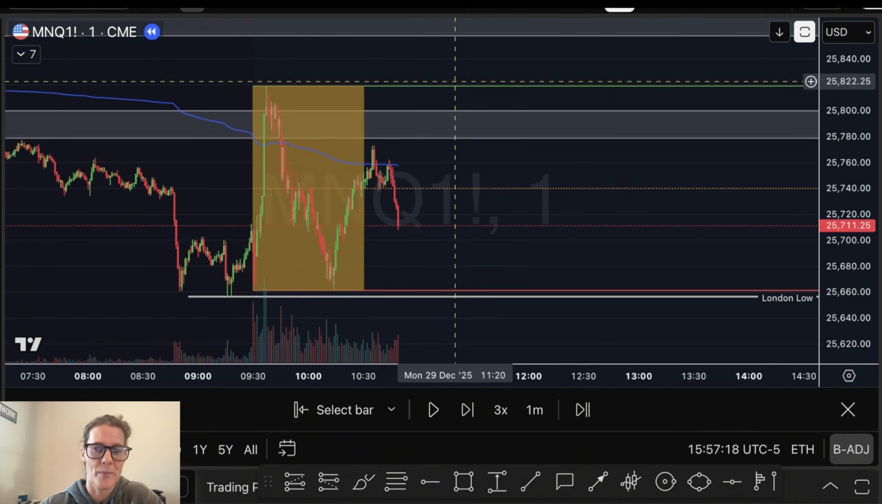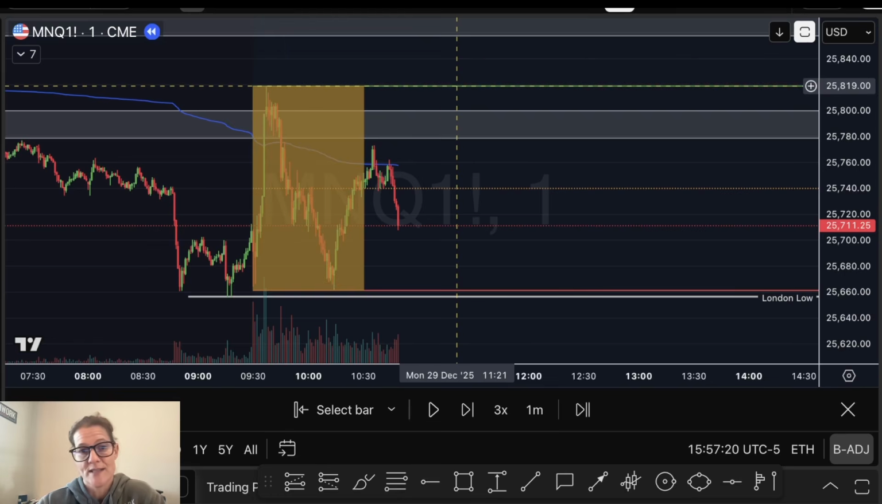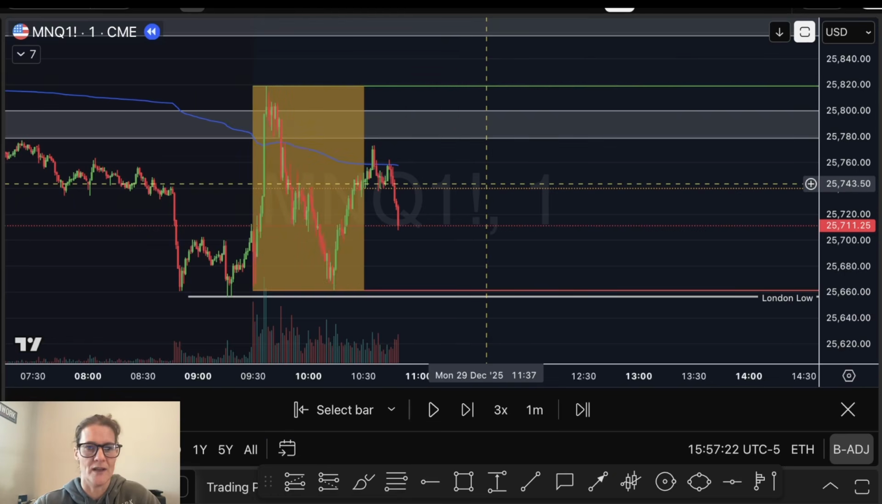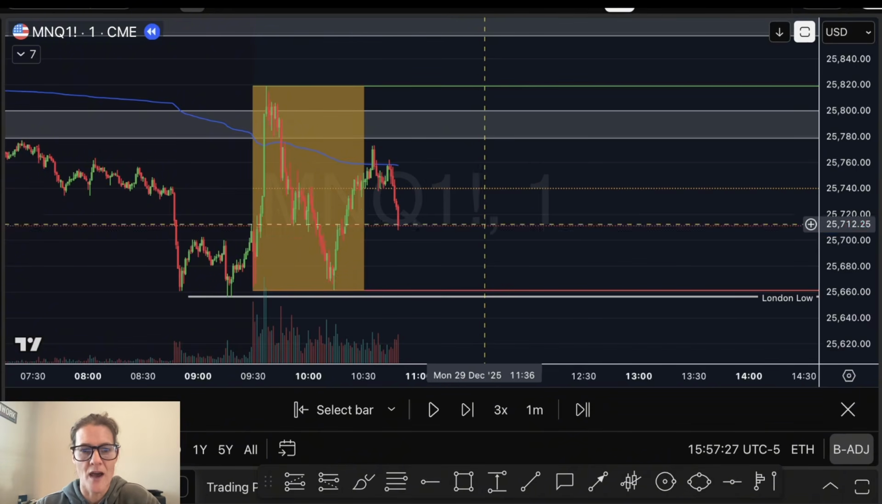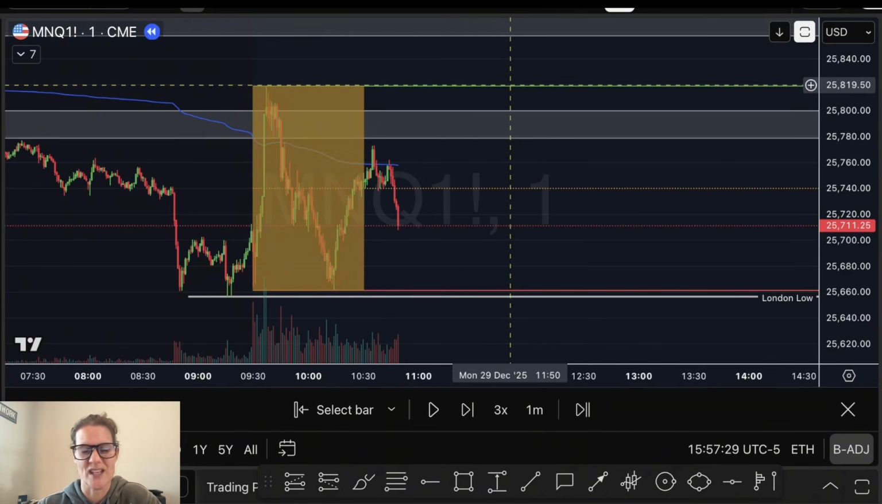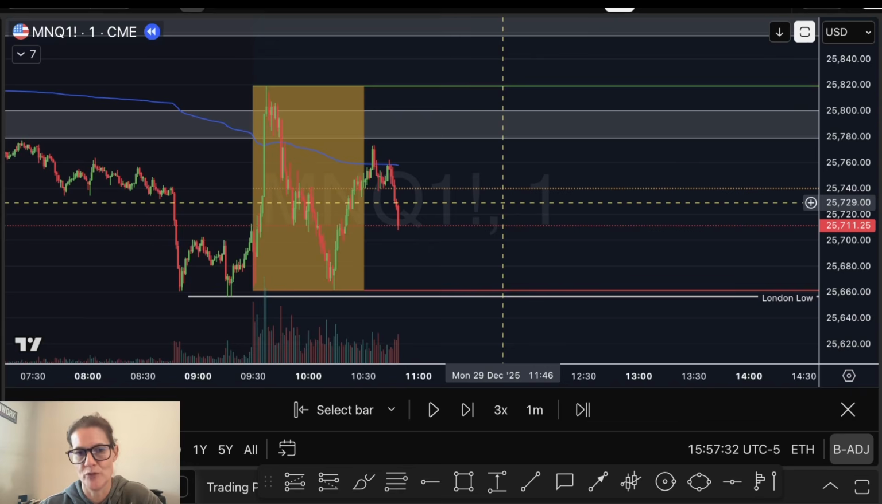If it came up to the top of the initial balance, you could sometimes take a short depending on the bigger context of price for that day and the trend for that day. But a lot of times this works as a range, even just for a little bit of a scalp trade.